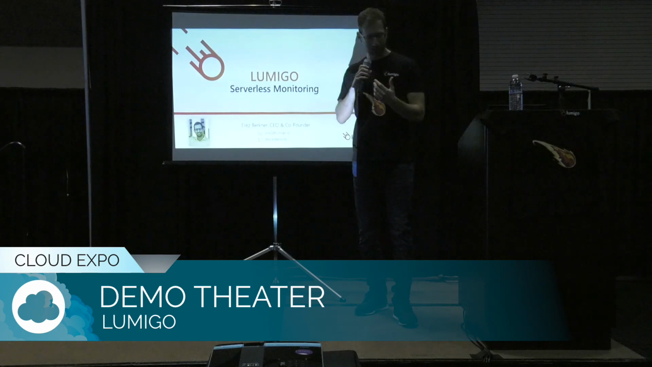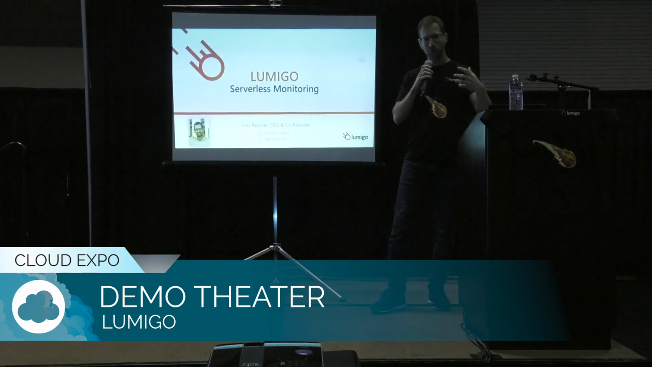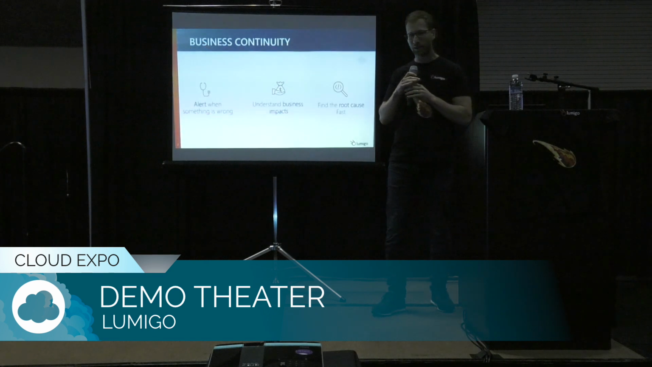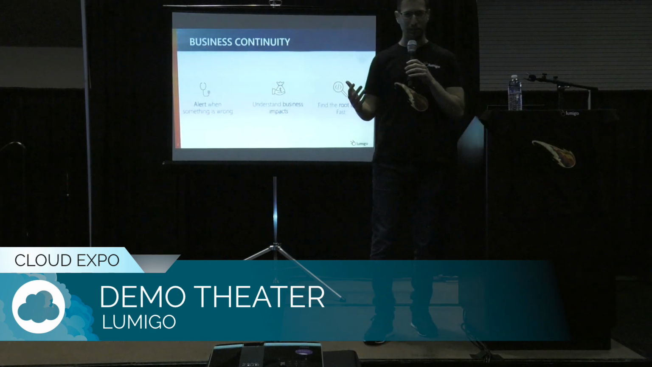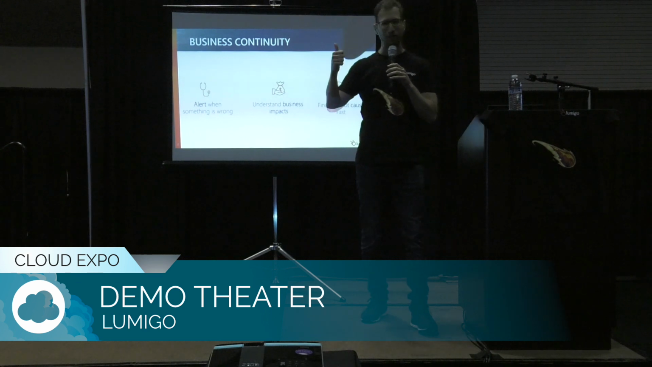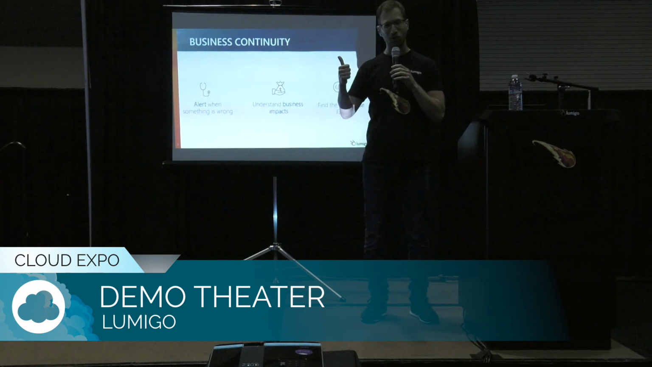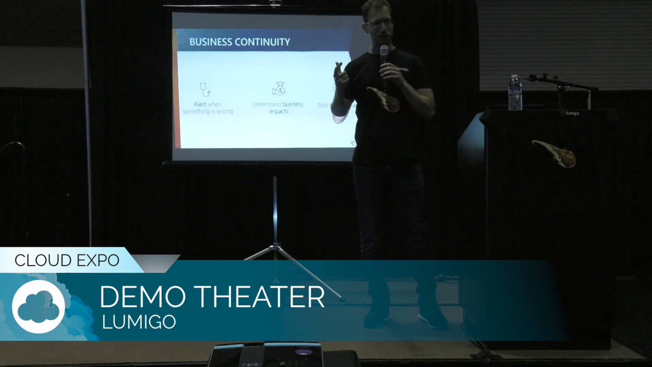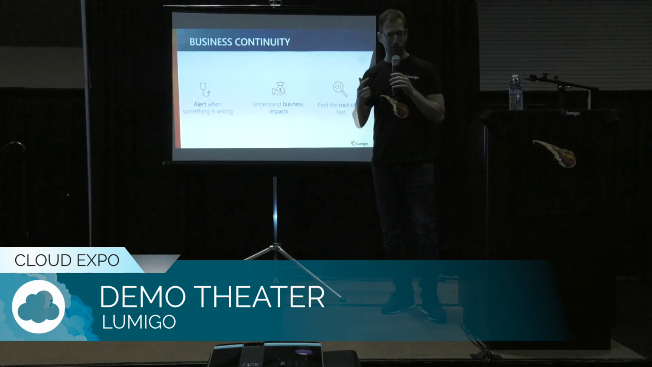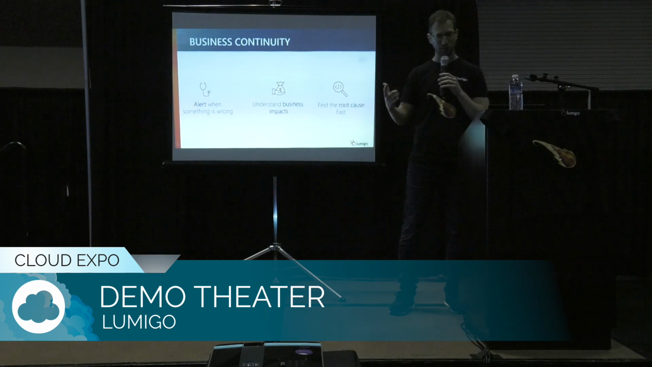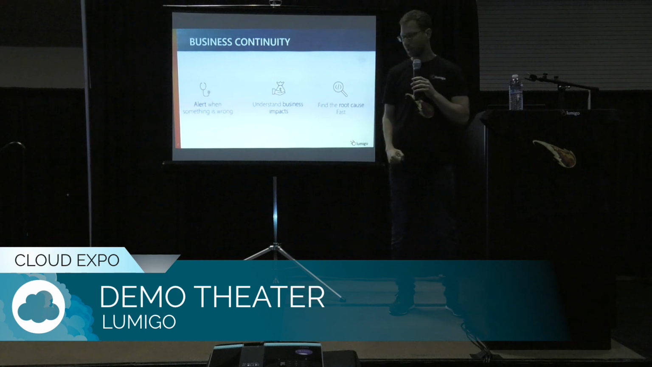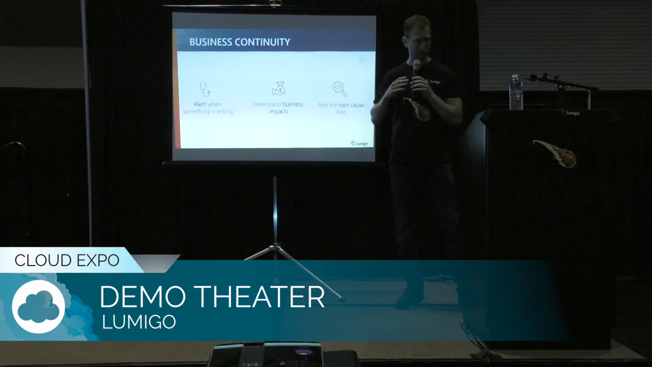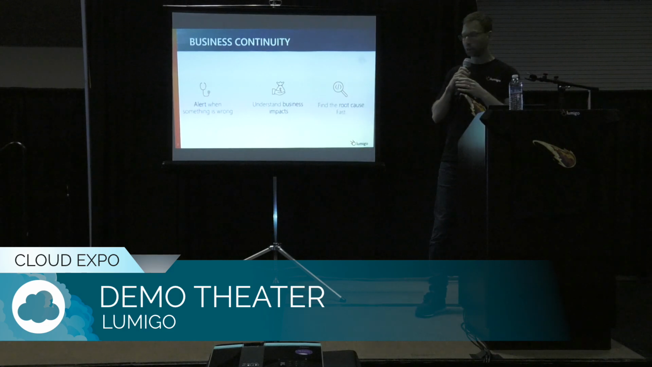So specifically, once you've got your serverless environment up and running, you want to make sure, like always, that you're able to reach business continuity. And for that, you need three things. You need, first of all, to understand when something goes wrong. You want to get an alert on it. Then, after the alert, you need to understand what is the business impact. Is this really impacting my customers, or is this something I can ignore? And number three, if this is really impacting my environment, I want to find the root cause as fast as possible.